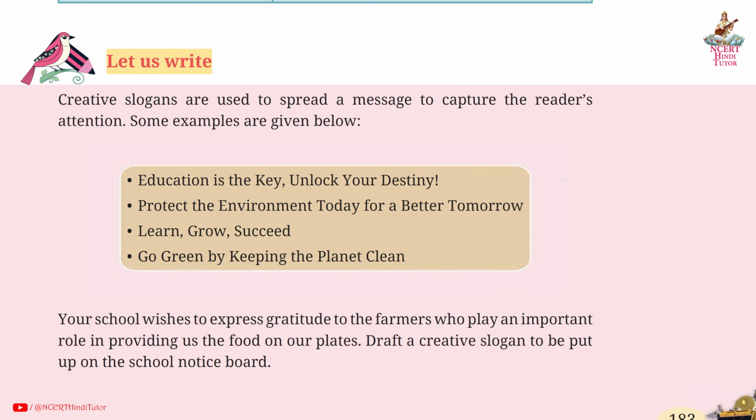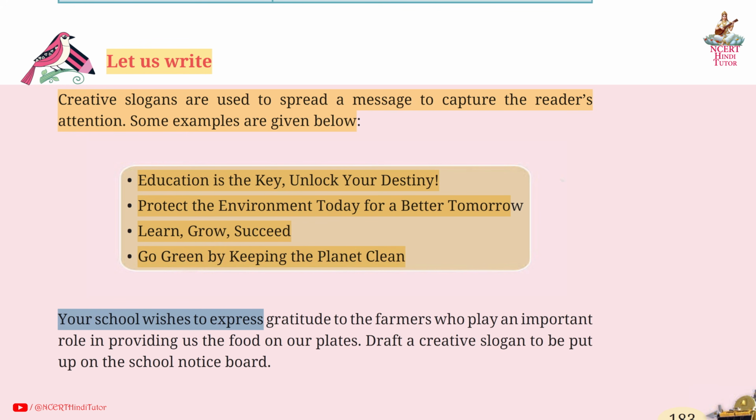Next, let us write. Creative slogans are used to spread a message and capture the reader's attention. Some examples are given below. Education is the key, unlock your destiny. Protect the environment today for a better tomorrow. Learn, grow, succeed. Go green by keeping the planet clean.